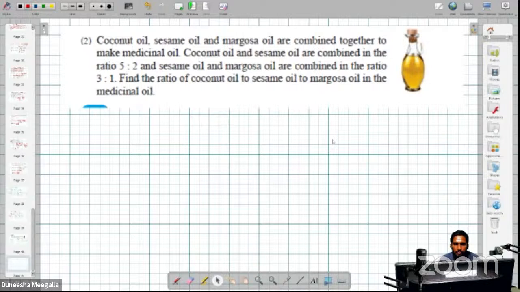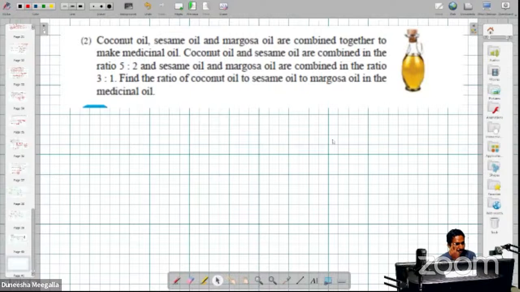Coconut oil, sesame oil, and margosa oil are combined together to make medicinal oil. Coconut oil and sesame oil are combined into the ratio 5 to 7. Sesame oil to the margosa oil are combined into the ratio 3 to 1. Find the ratios of coconut oil, sesame oil, and margosa oil in the medicinal oil.